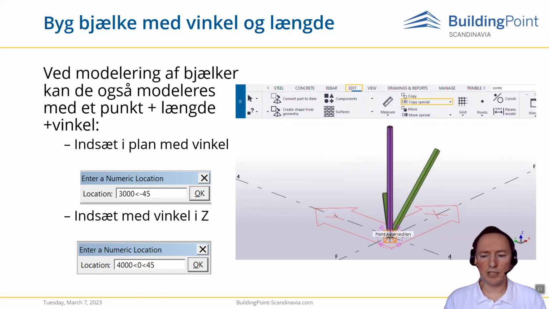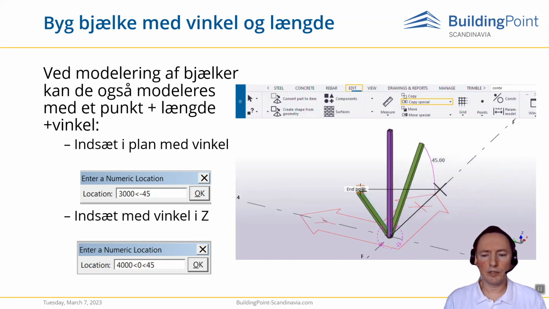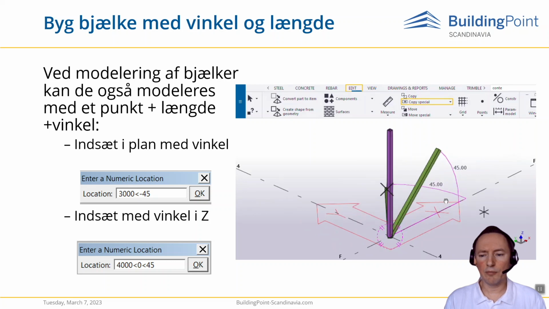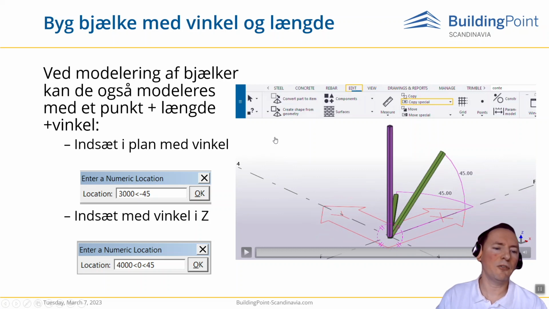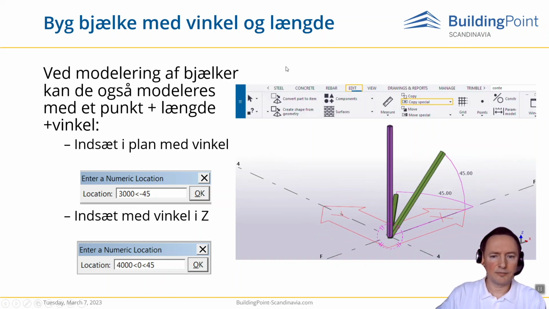And we can of course check if the angle is correct by doing an angle check. Here I do the check also in the plane, and we can see both of them are 45 degrees. So it seems to be okay. So it's a good way to insert a beam if you need to put it in with an angle.